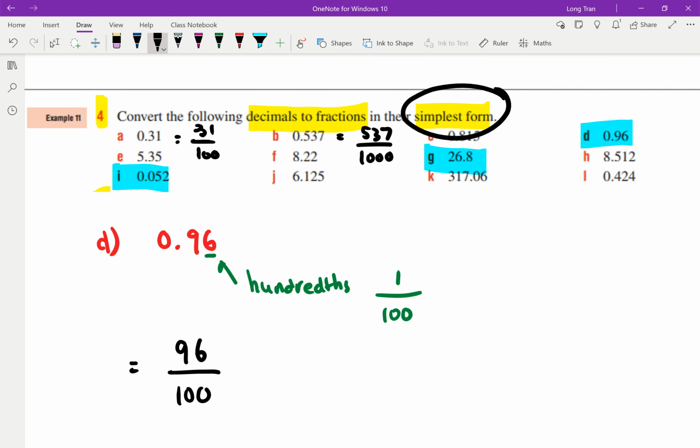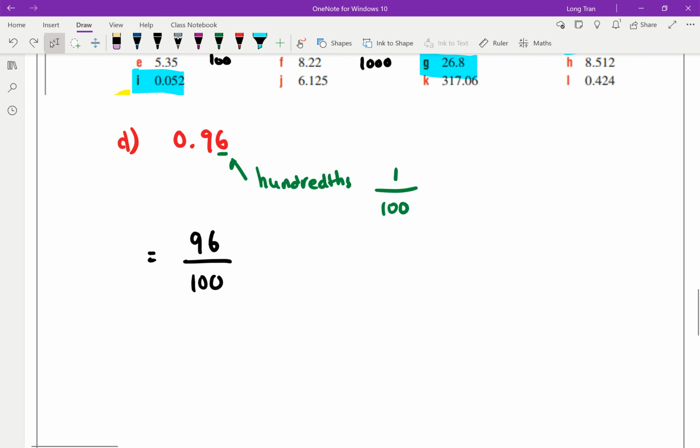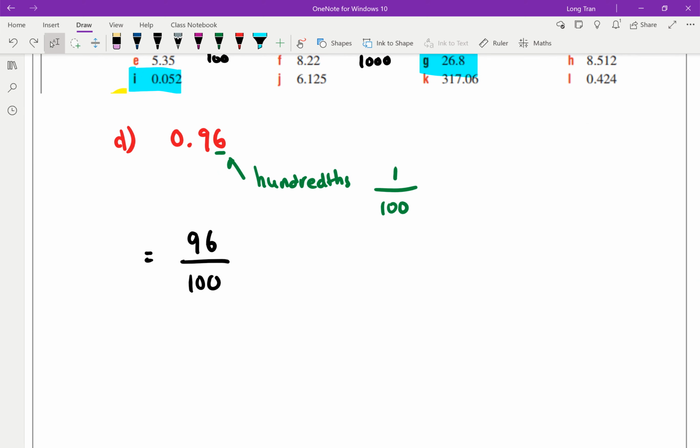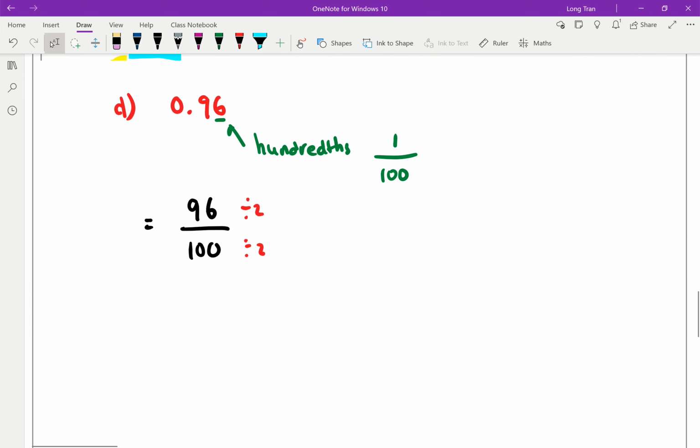Your job now is to find a common factor. So I've changed it to a fraction. Great. But I need it in simplest form. What is a common factor of 96 and 100? I normally try to break it down smaller. So notice they're both even numbers. Now if they're even numbers, what's a common factor? 2. So I would just say divide by 2 until you get as small as you can. So let's try dividing them by 2. What's half of 96?